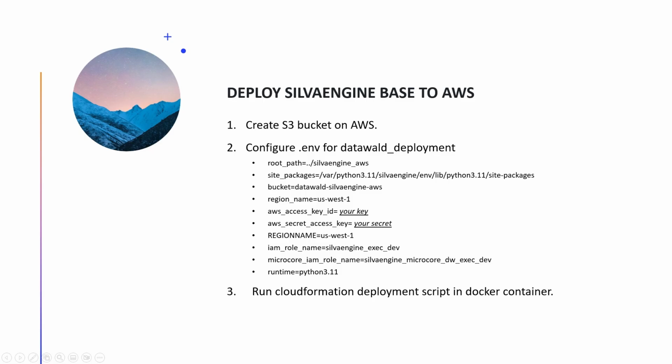Now let's actually deploy Silva Engine Base to Amazon. To speed up the setup process, DataWald includes a CloudFormation script. Running the script will provision all required Amazon resources automatically, including EventBridge rules, SQS queues, and Lambda functions. This step is crucial as it creates a structured environment that's ready for DataWald's operation. Simply run the script, review the CloudFormation stack for any additional parameters you might want to adjust, and let Amazon handle the whole setup for you.